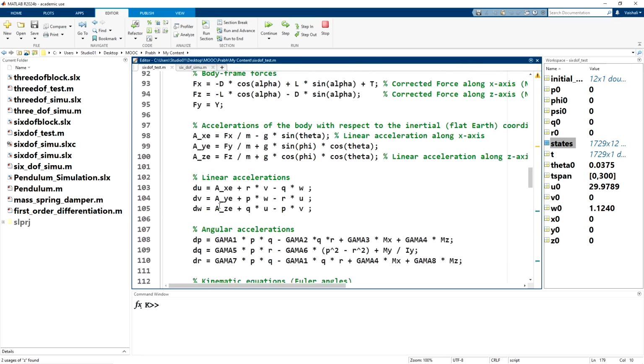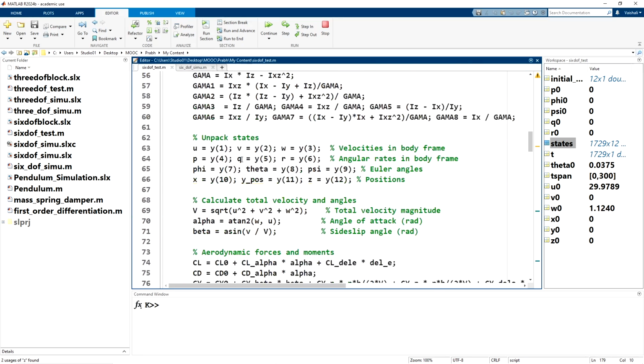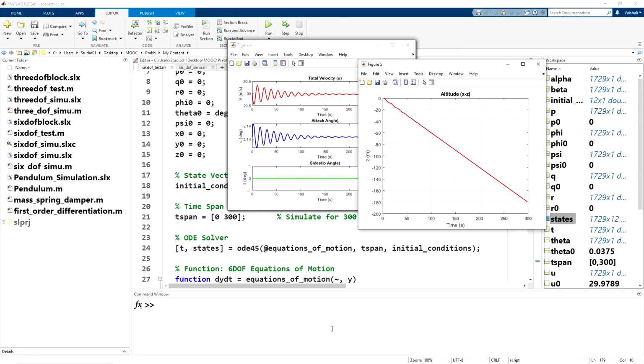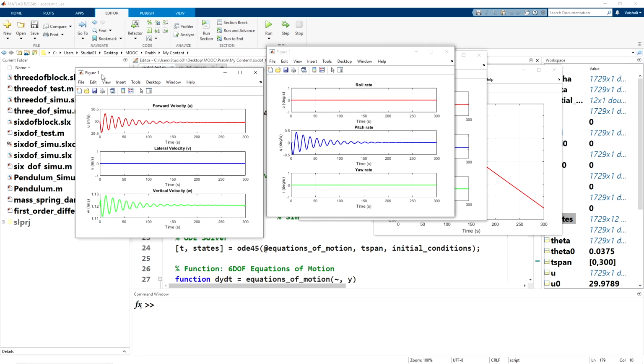So now let me continue running this code and let us look at the plots one by one. First is U, V and W. We have already applied the trim condition, that is delta E trim and alpha trim. So the forward velocity is stabilized to approximately 30 meters per second. Since there is no perturbation towards the body y axis, v remains 0. And we have small w over here, which is approximately 1.1 meters per second.